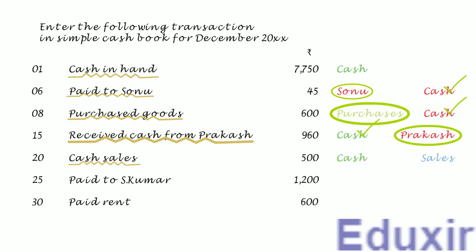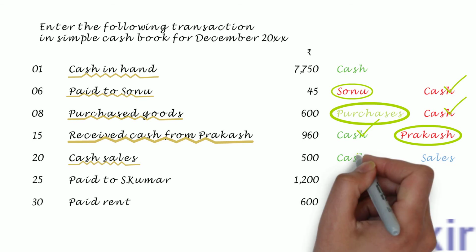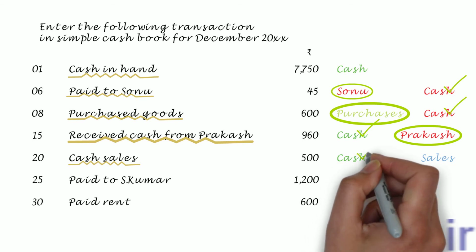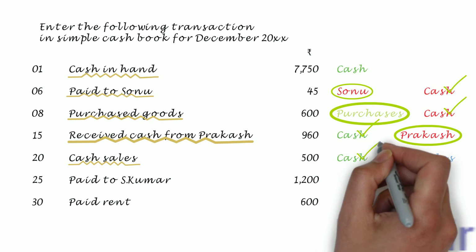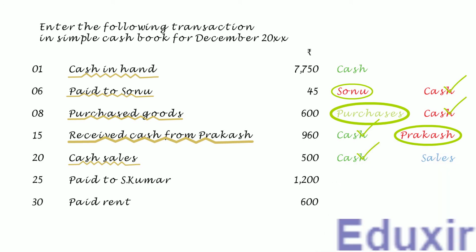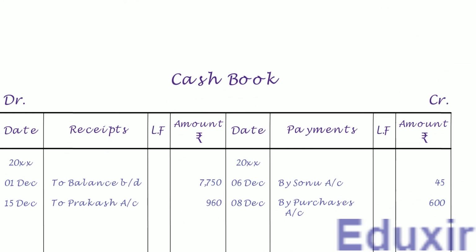In this transaction, as you can see, the cash is on the debit side. So it needs to be posted on the debit or receipt side of the cash book. Note that the particulars that need to be posted into the receipts column of the cash book is sales. With this analysis at our disposal, let us proceed with the posting of this transaction on the debit side of the cash book. Let us first record the date.